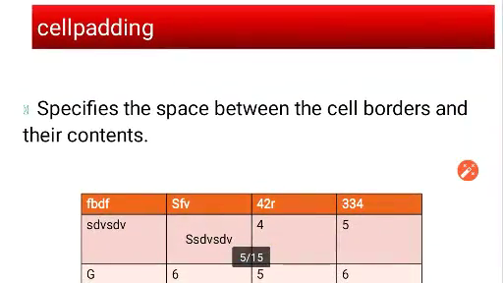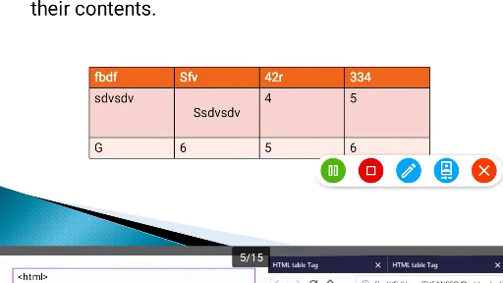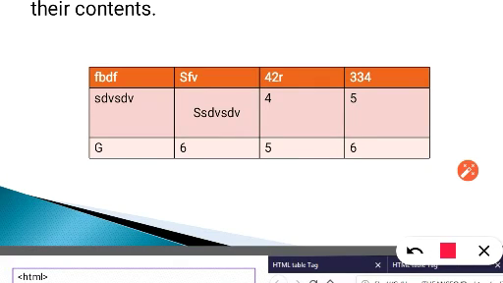Now if we go for cell padding, it is the attribute that is used to provide space between the cell border and the cell content. Let me explain. If this is the border and this is the cell content, then the space between the border and the cell content, just see, everywhere it is different. So to have it we have to use cell padding.